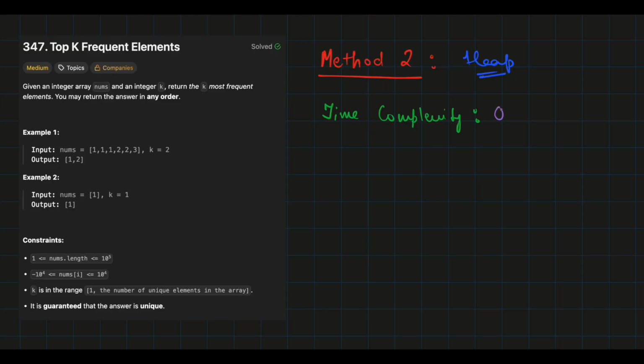Complexity for this solution will be O of n log k, where n is the number of elements in the array and k is the number of frequencies we want to store. And the space complexity will be O of n plus k, as we are storing n elements in the unordered map for counting the frequencies and k elements in the max heap.